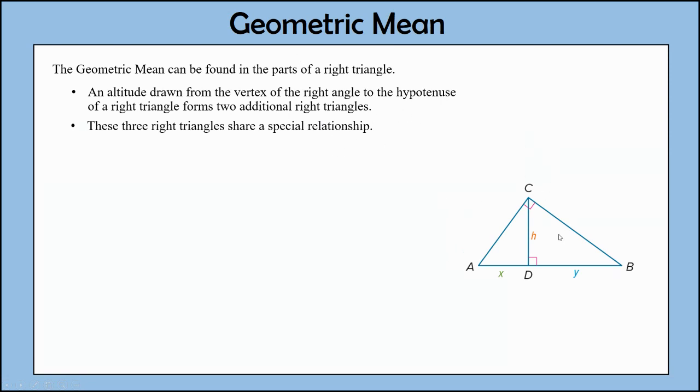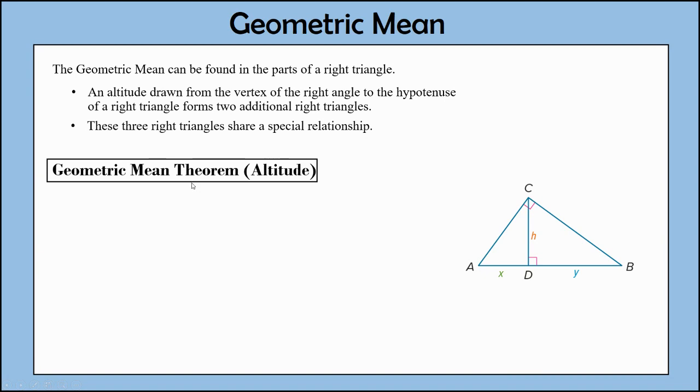So let's step back to this. Here's my original triangle ABC. I'm going to draw an altitude CD from the right angle down to the opposite side, and the altitude means we connect the vertex to the opposite side at a right angle. What happens now is this altitude has divided my original right triangle into two others, this CDB right triangle and this CDA right triangle. And now these three right triangles, the two that we just created plus the original, all have a special relationship, and geometric mean is part of that.